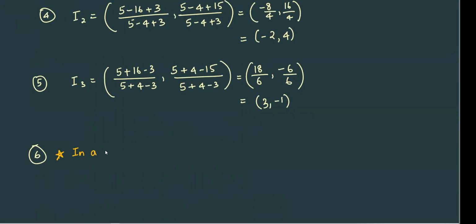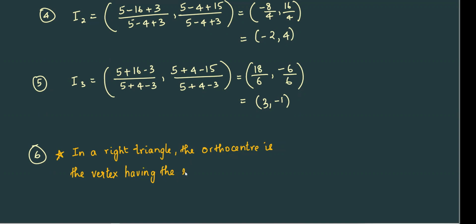In a right angle triangle, or simply we write this as right triangle, the orthocenter is the vertex having the right angle. So the orthocenter in this case is the same as A(1, 1).